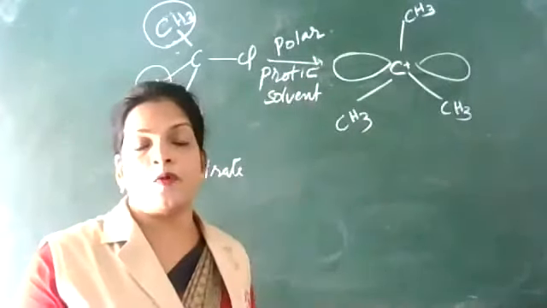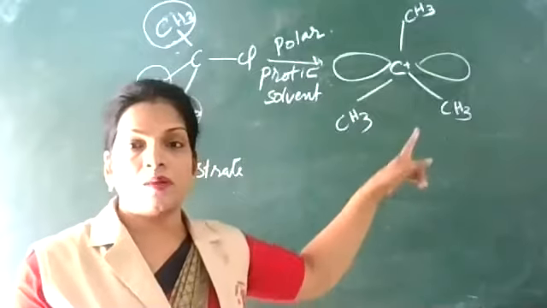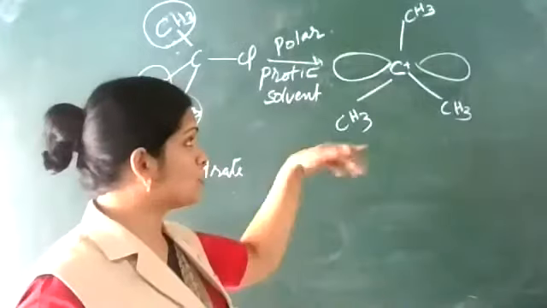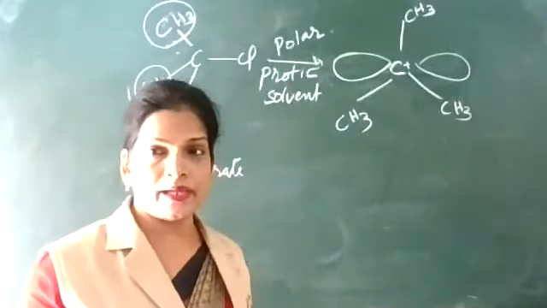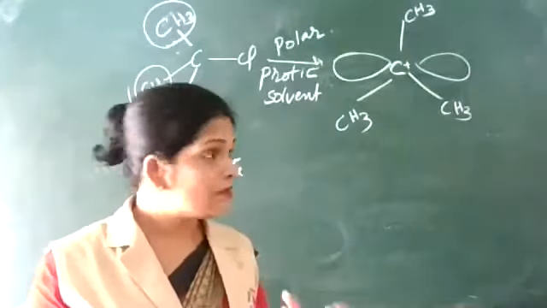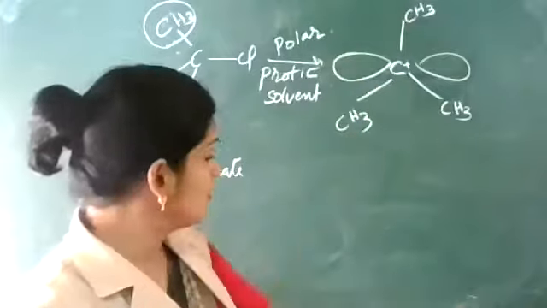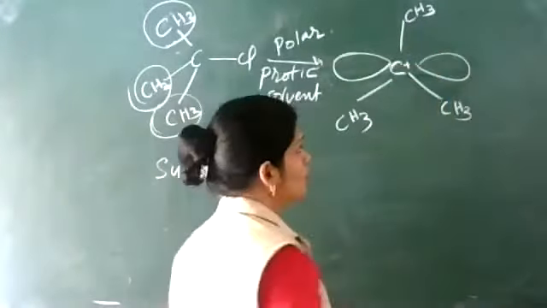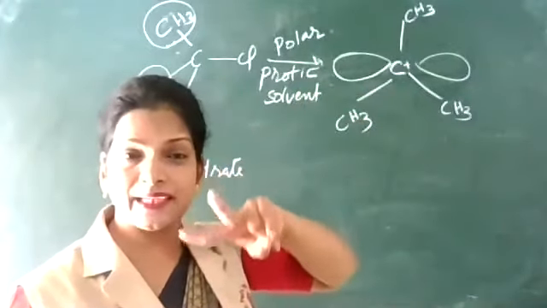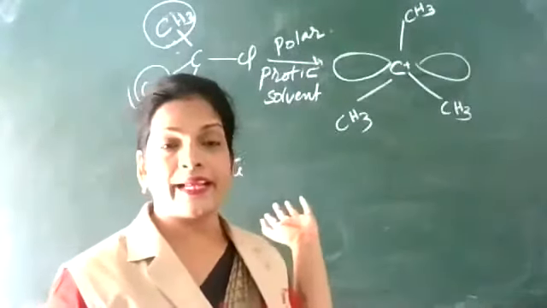So we are putting this in a polar protic solvent. By putting it in a polar protic solvent, a carbocation is produced. In this carbocation, all the groups will be at 120 degree angle. So it is flat. Now OH can attack from the front side or from the back side. Front side in the sense in front of this board, or from the back side of the board. So OH minus has got two possibilities.